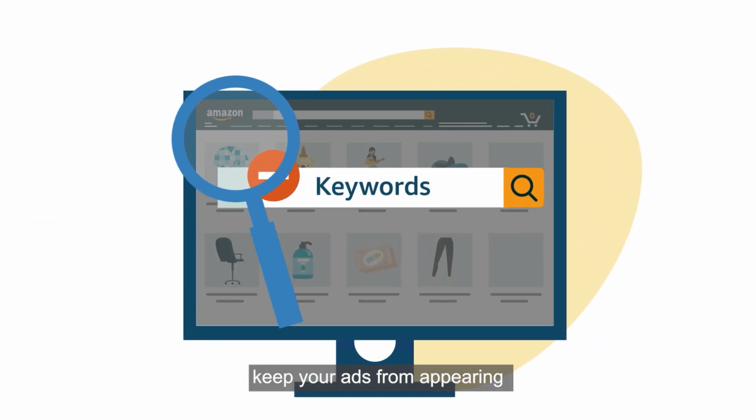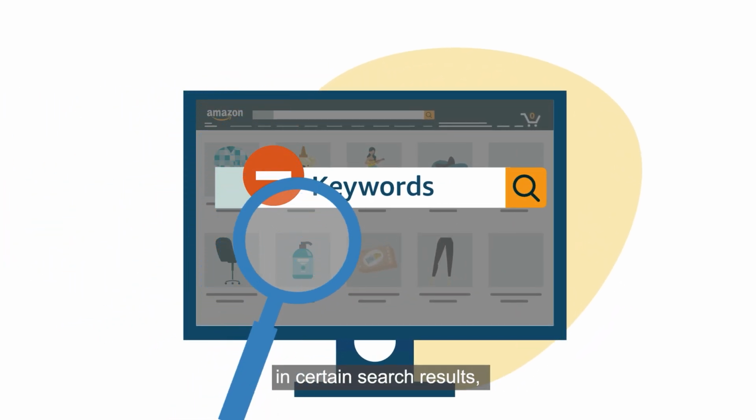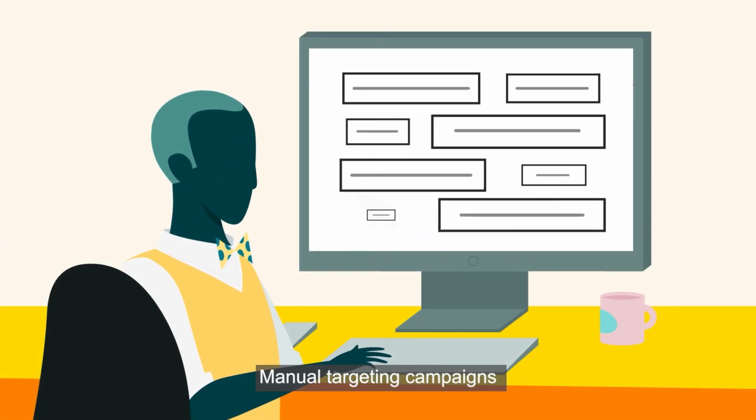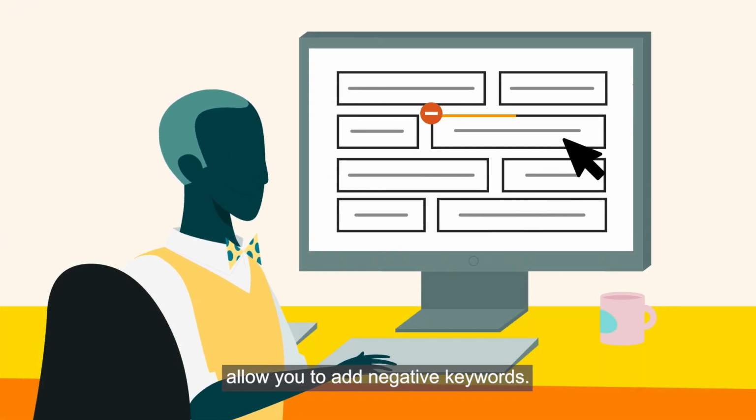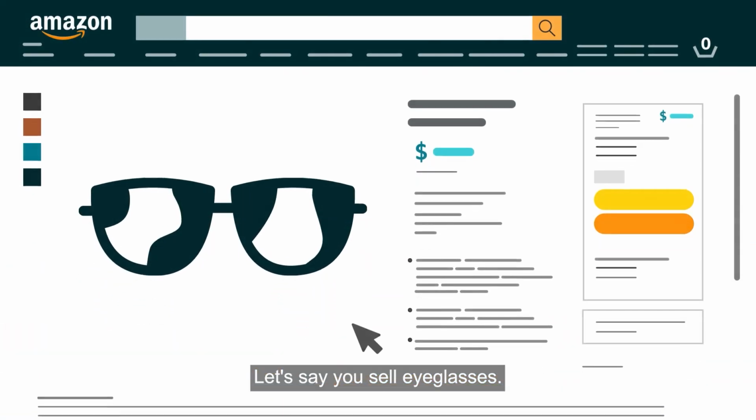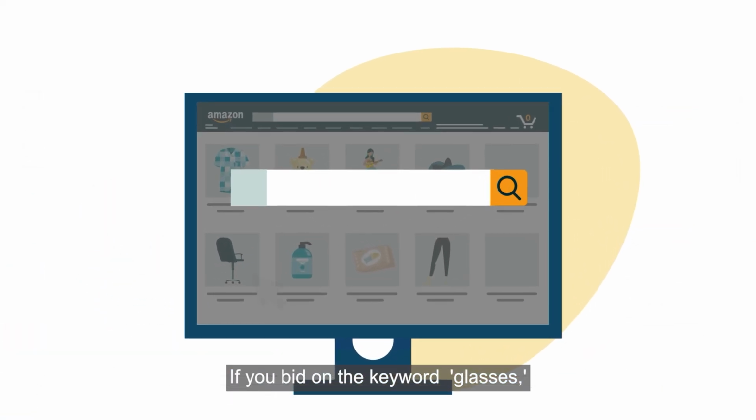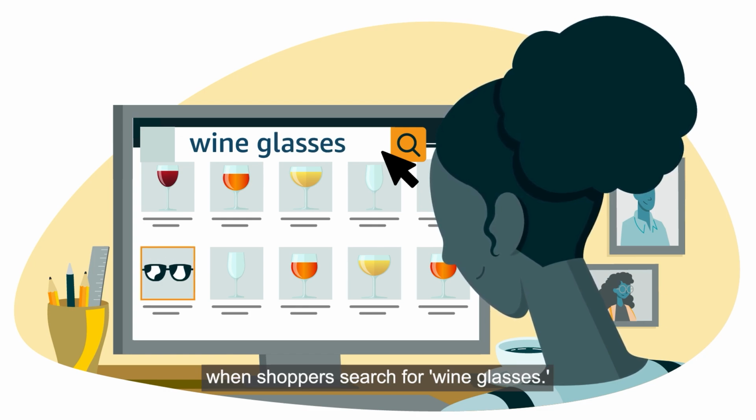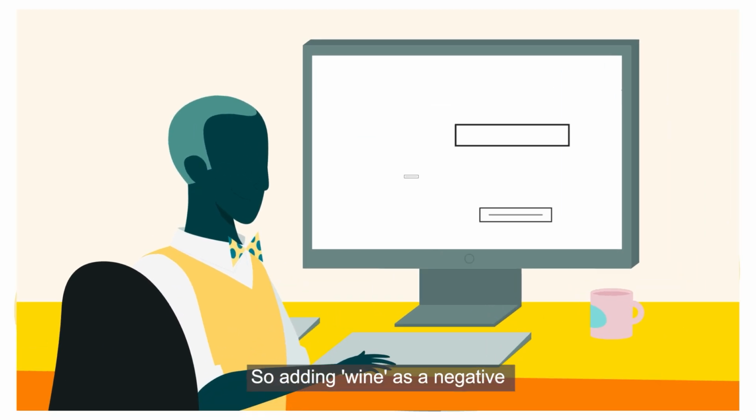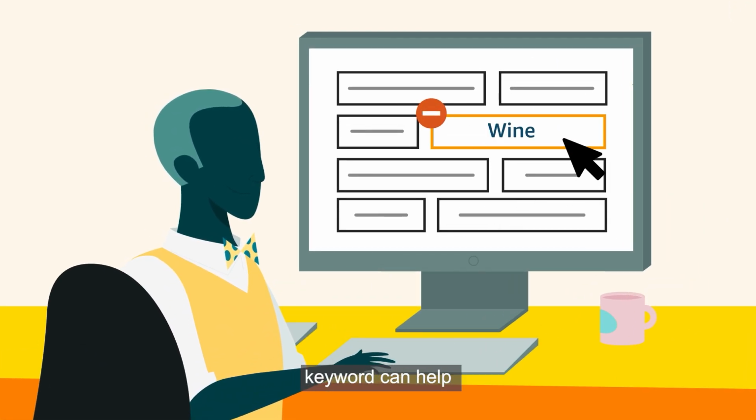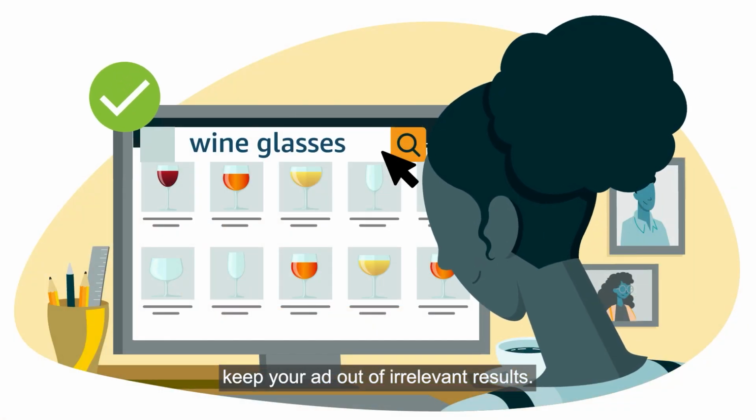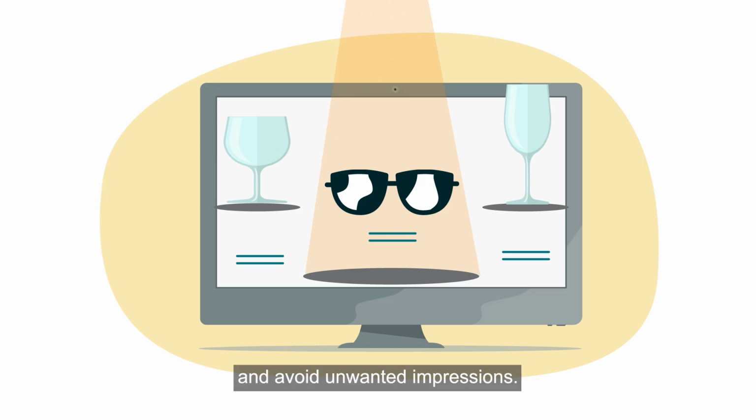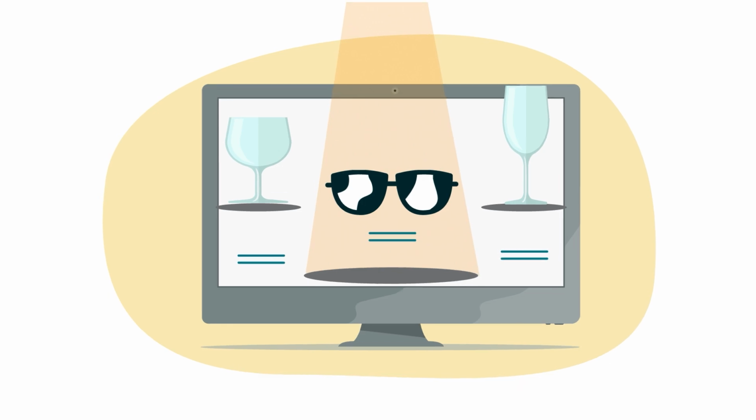Negative keywords keep your ads from appearing in certain search results, which helps optimize your campaigns. Manual targeting campaigns allow you to add negative keywords. Let's say you sell eyeglasses. If you bid on the keyword glasses, you wouldn't want your ads appearing when shoppers search for wine glasses. So adding wine as a negative keyword can help keep your ad out of irrelevant results. Negative keywords help focus your campaign and avoid unwanted impressions.